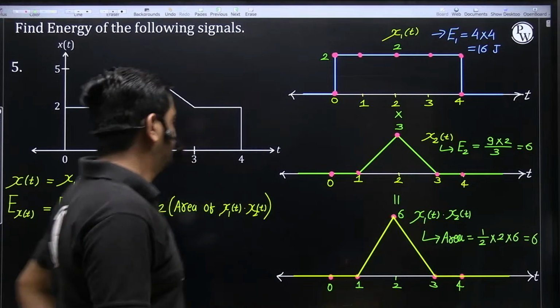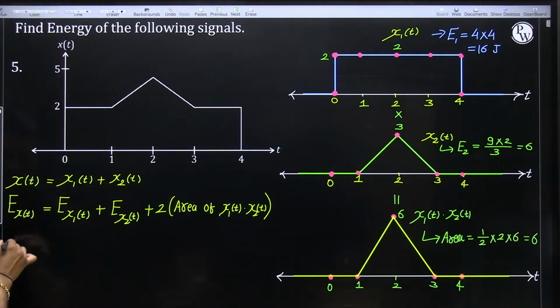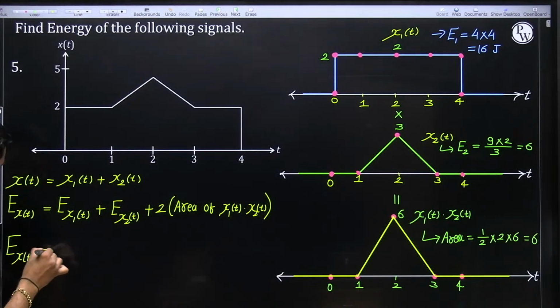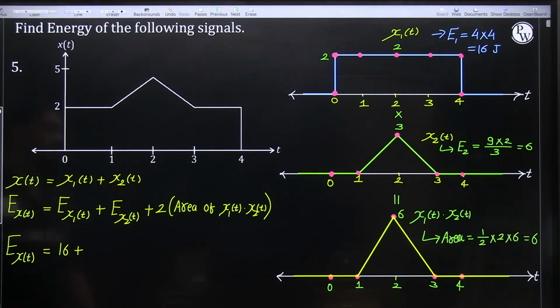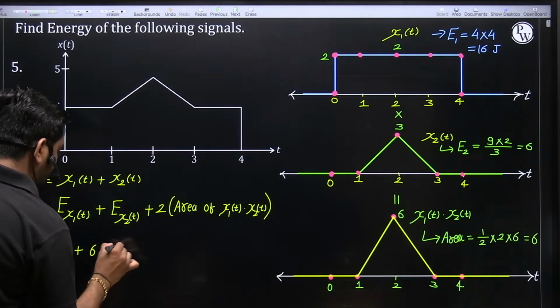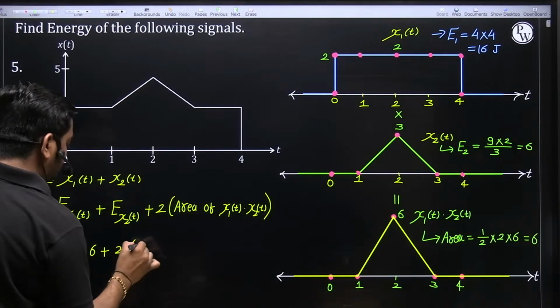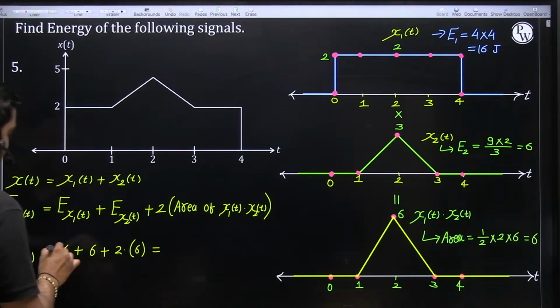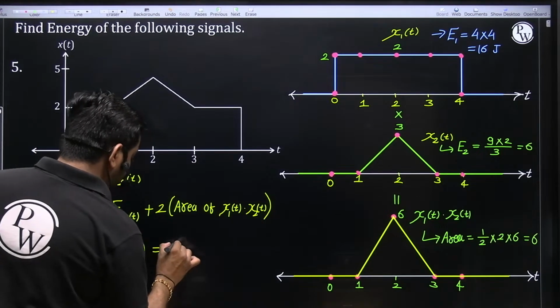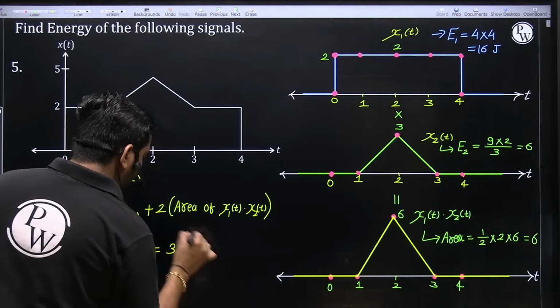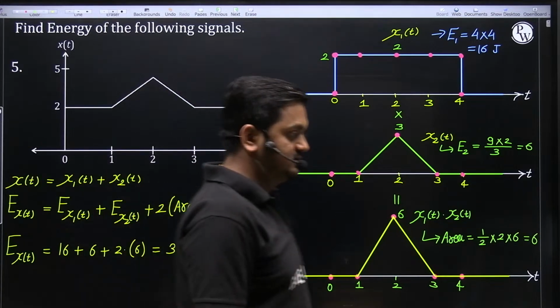and the area is also 6. So here the total energy of this signal is: energy of the first signal is 16 joule, plus energy of the second signal is 6, plus 2 into the area of the multiplied signal, which is 6. So this is 22 and this is 12. So the answer should be 34 joule. 34 joule is the correct answer of this question.